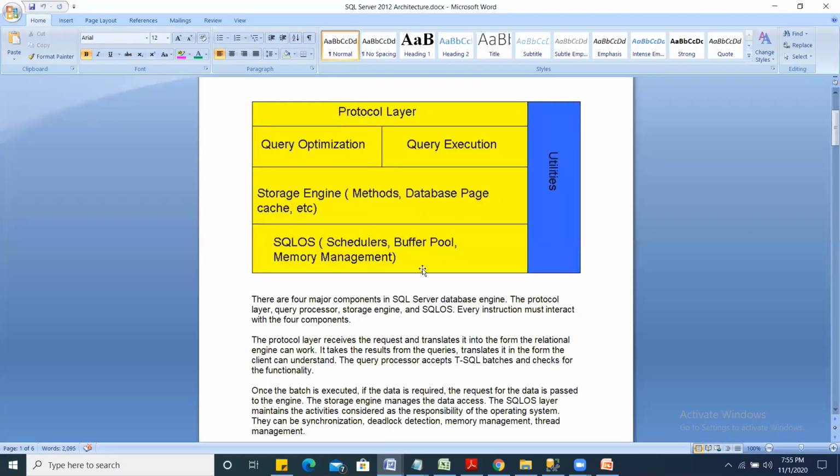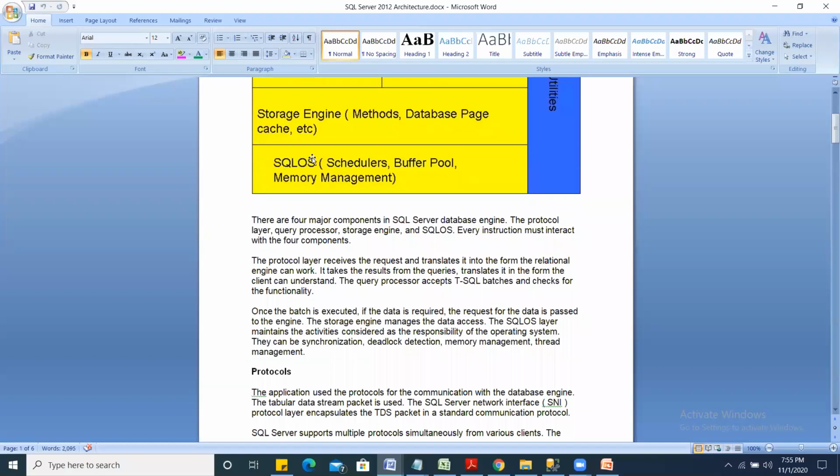So apart from that, there are many tasks, but these two are the major tasks. Anyway, we have to focus on SQL OS. SQL OS is a virtual operating system that was introduced in SQL Server 2005, and it continued. It is available in 2008, 12, 14, 16, 17, 19, in all versions, right? So if anybody asks what is SQL OS, SQL OS is a major component of SQL Server.